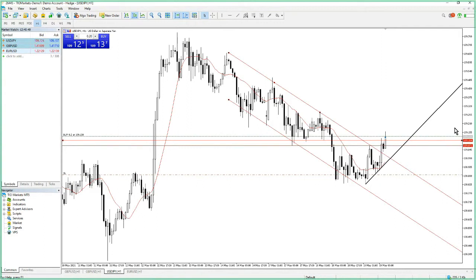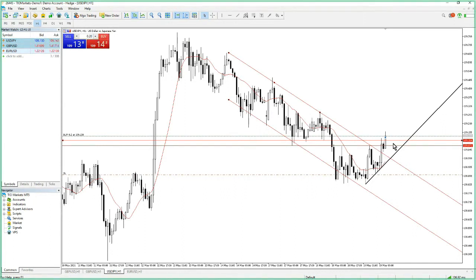But either way, it isn't behaving like we expected. Now we have seen the break of these resistance levels, and we are seeing higher lows. We are seeing the market breaking out of the channel. So if this is a good trade, then the market is going to honor this process and keep on going higher.